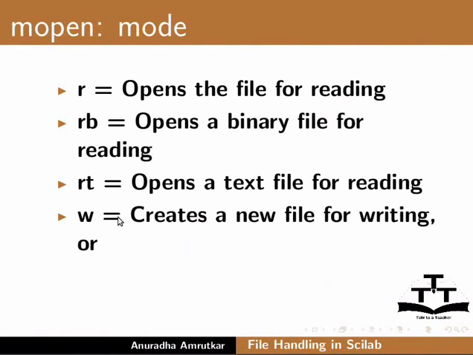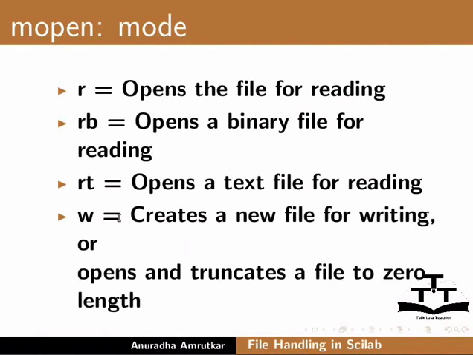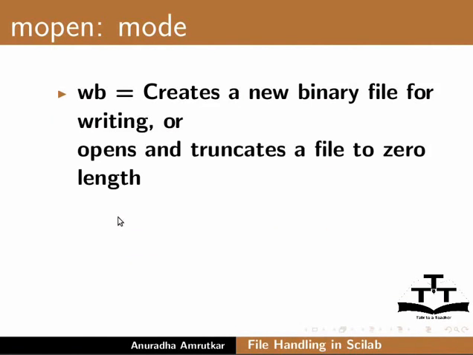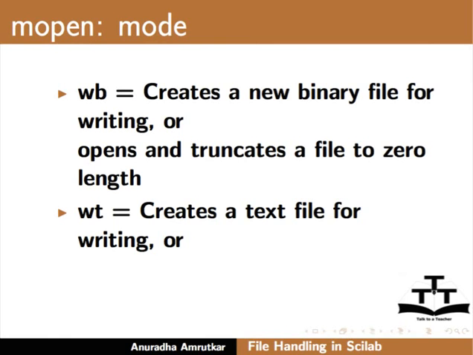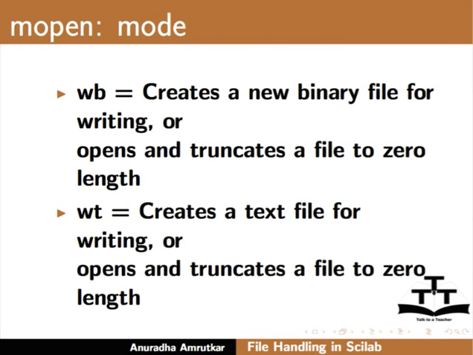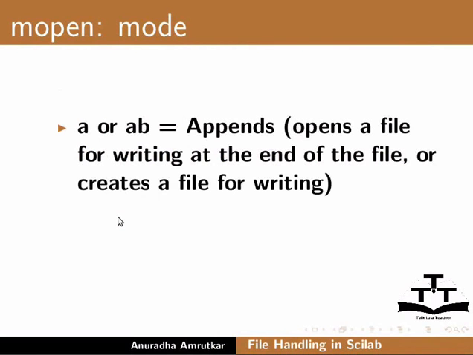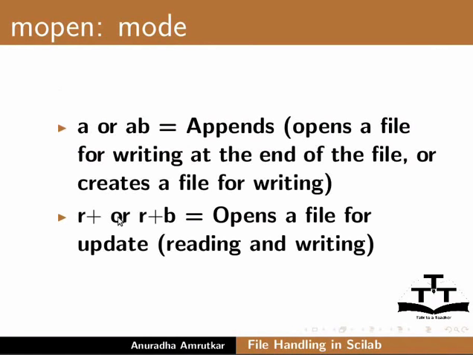w creates a new file for writing, or opens and truncates a file to 0 length. wb creates a new binary file for writing or opens and truncates a file to 0 length. wt creates a text file for writing or opens and truncates a file to 0 length. a or ab appends, opens a file for writing at the end of the file or creates a file for writing. r+b opens a file for update, reading and writing.